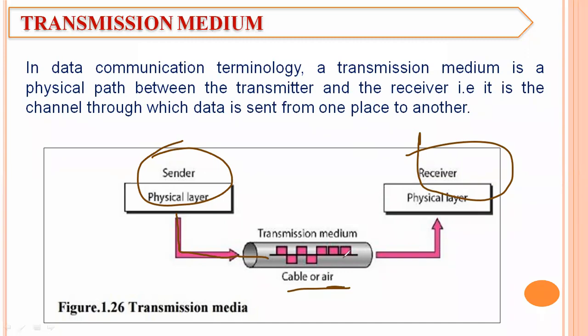And the data will travel through this transmission medium to the receiver if it is connected to it. Clear? So this is how the data is being transmitted from one place to another using the transmission medium. Clear?